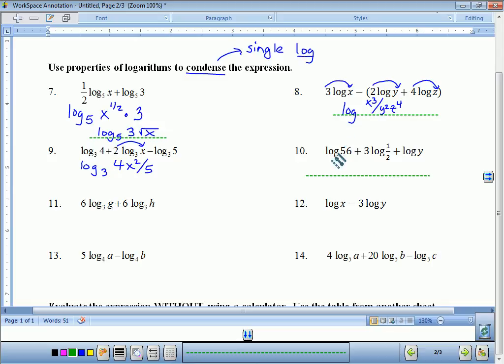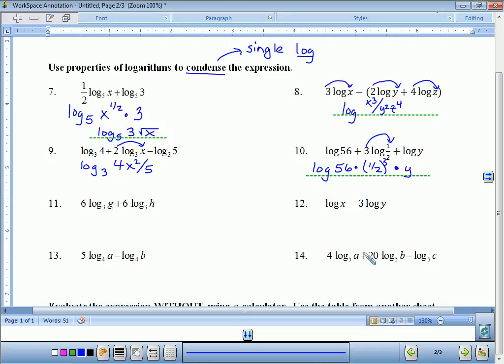All right, let's do the first little piece. The first little piece is log of 56. But then it says plus. So plus is times. This 3 becomes an exponent. So it's 1/2 raised to the 3rd. This plus becomes times, and there's just a y.